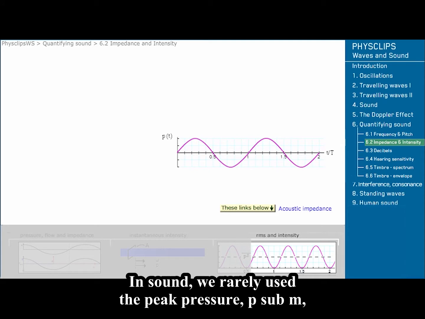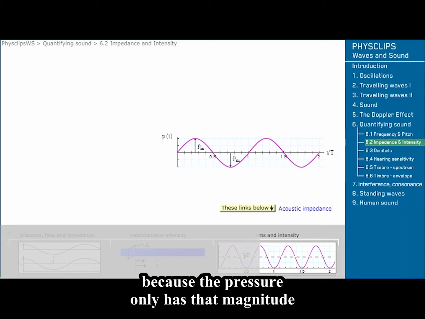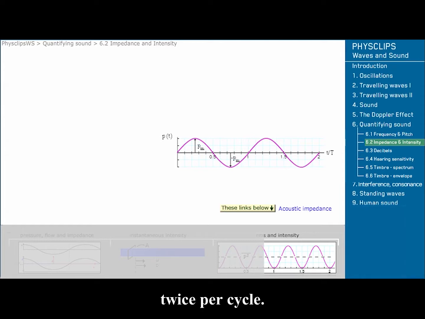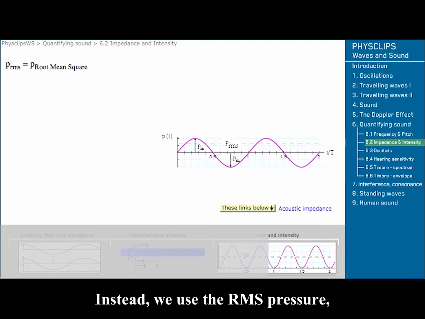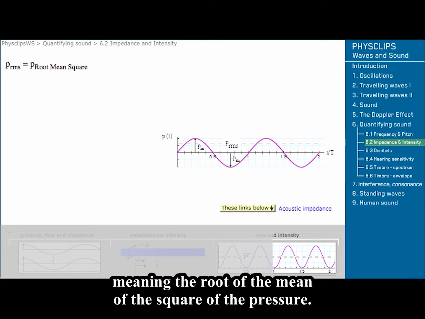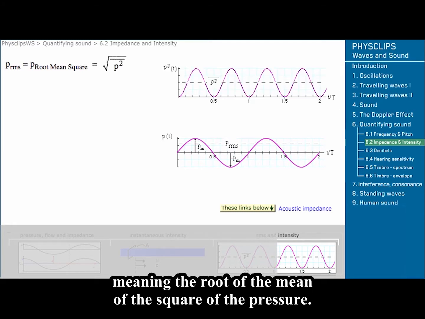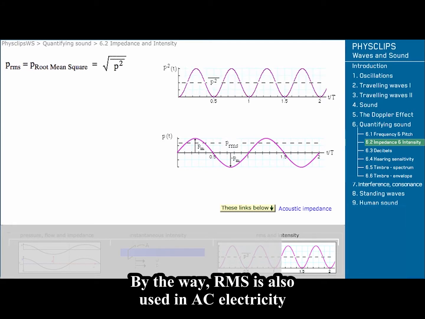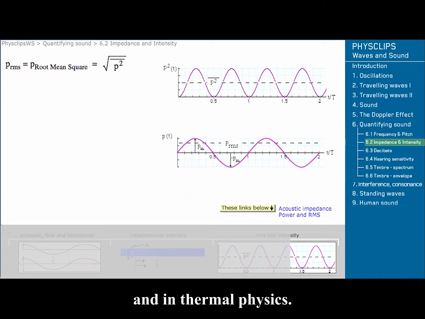In sound, we rarely use the peak pressure P sub m because the pressure only has that magnitude twice per cycle. Instead, we use the RMS pressure, meaning the root of the mean of the square of the pressure. By the way, RMS is also used in AC electricity and in thermal physics.